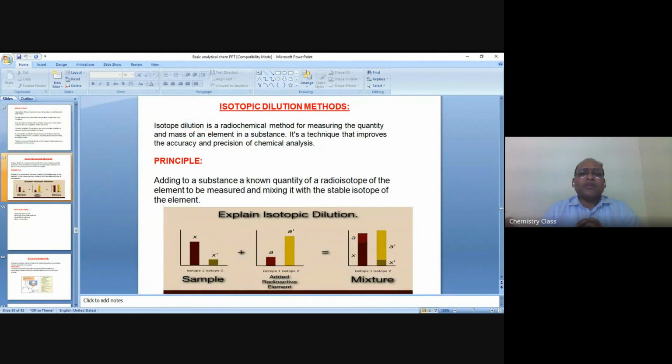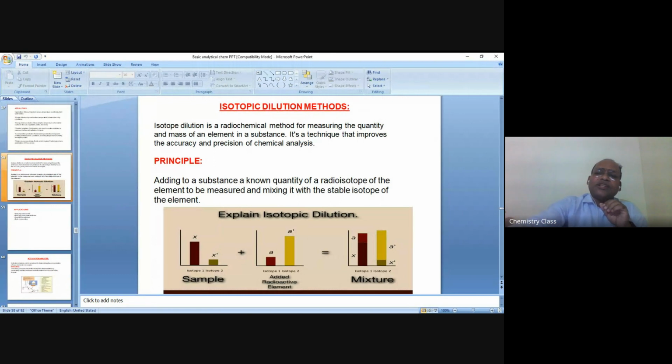Okay, now the third is the isotopic dilution method. What is the isotopic dilution method? Isotope dilution is a radiochemical method for measuring the quantity and mass of an element in a substance. It is a technique that improves the accuracy and precision of chemical analysis.